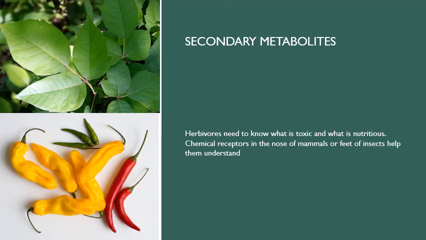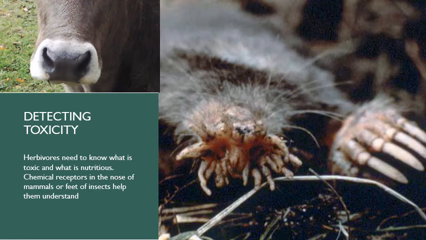Peppers. What do you guys know about peppers? They're spicy and hot. That's to prevent other organisms from eating them before the seeds are ready. So herbivores can detect that toxicity using their nose. They don't have to go up and eat something to know that it's dangerous. They smell it first.